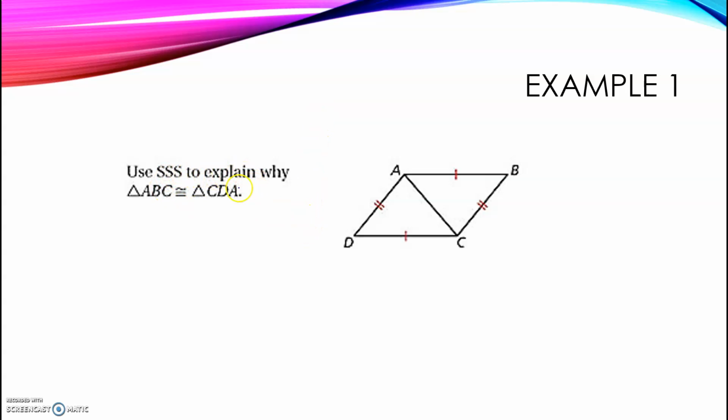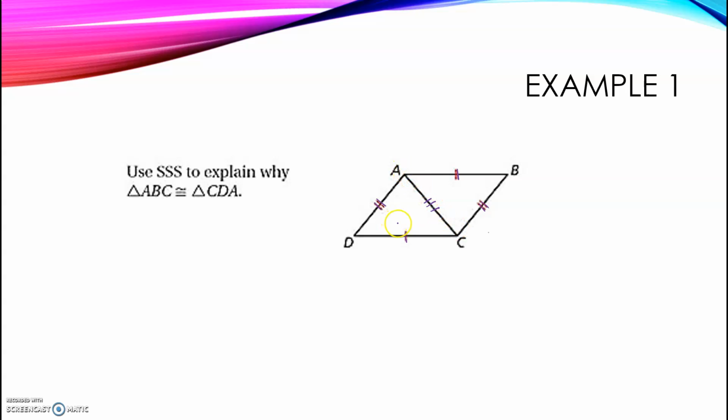Use side, side, side to explain why the 2 triangles are congruent. Now, if you notice, here we have 1 tick mark, so that's a side. Here we have 2 tick marks, there's a second side. But I don't see 3. So if you remember from yesterday, we talked about that reflexive property. When am I ever going to use this? Why do I need to say A equals A? Right? It's one of those, it's obvious, right? Well, here's where you have to use it.